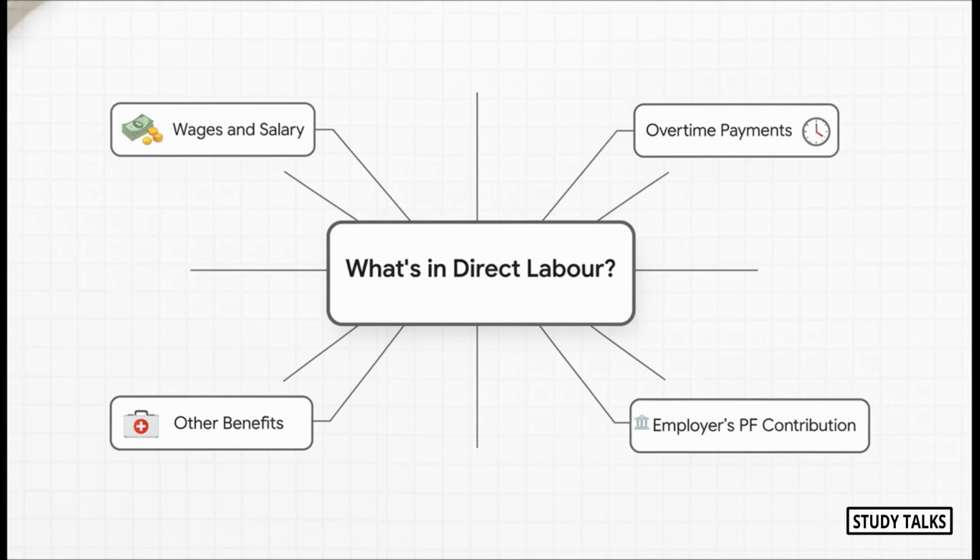It includes all their allowances, any overtime they've worked, and, this is a big one, the employer's contribution to things like their Provident Fund or ESI. You have to remember that all these benefits are part of the cost of having that worker make that product.